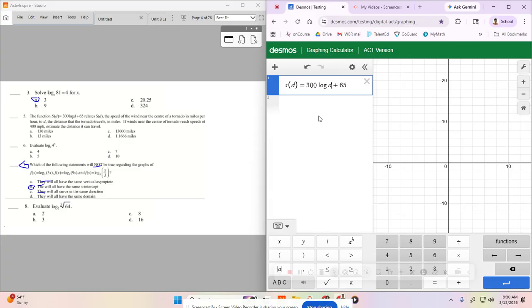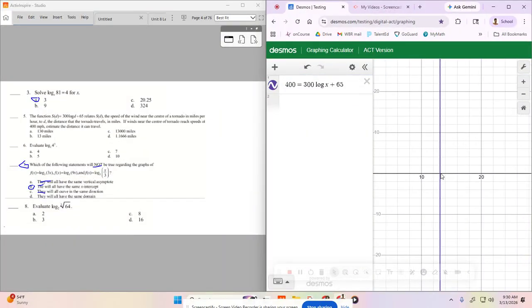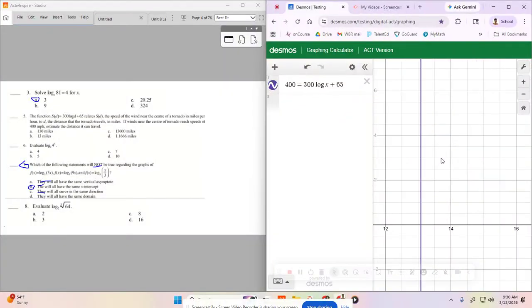If the wind near the center of the tornado reaches a speed of 400 miles per hour. So S of D is the speed. So I'm going to change this to 400, and now I'm going to change this D to an X. And my answer is a little bit more than 13. So estimate the distance traveled is a little over 13, so it'll be 13 miles.